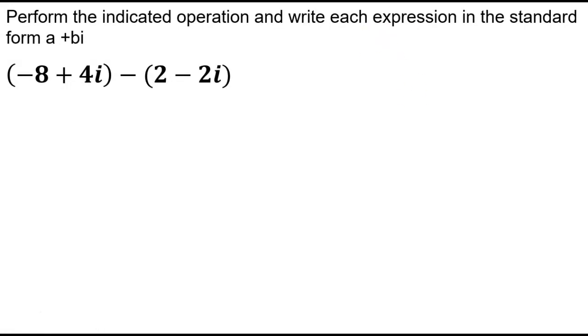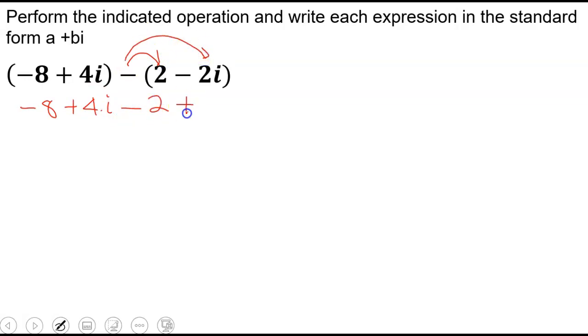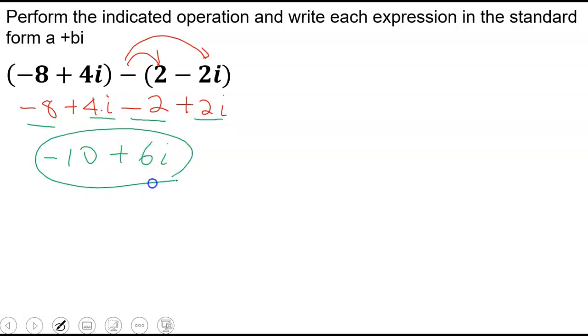Okay, so this one we are subtracting. So we just need to distribute that subtraction, keep the first number, distribute the negative, so that will become positive 2i, and then collect like terms. So the negative 8 and negative 2, that is negative 10. 4i plus 2i is plus 6i. And that's it.